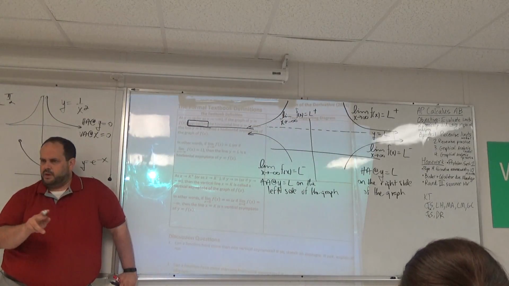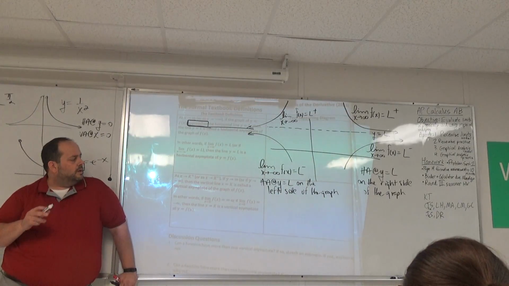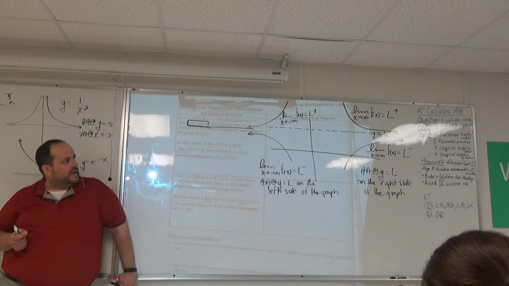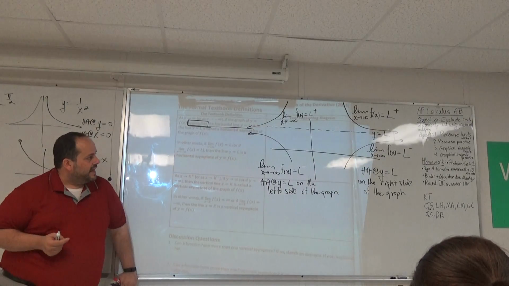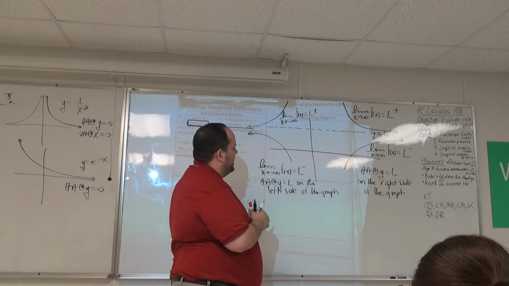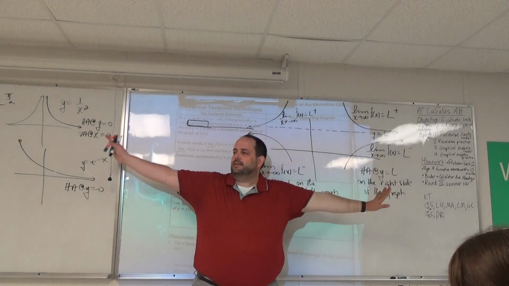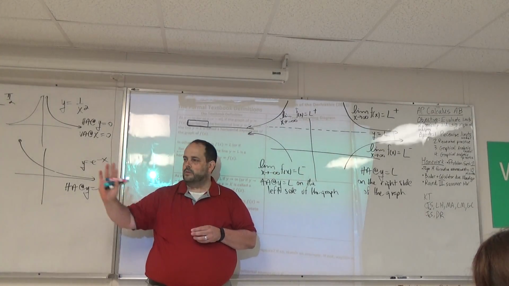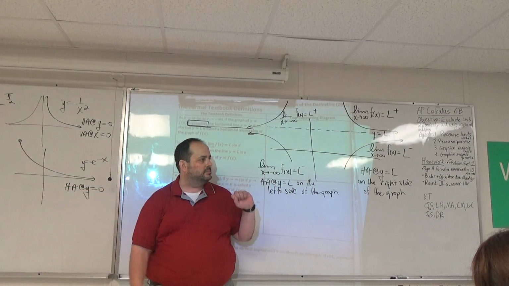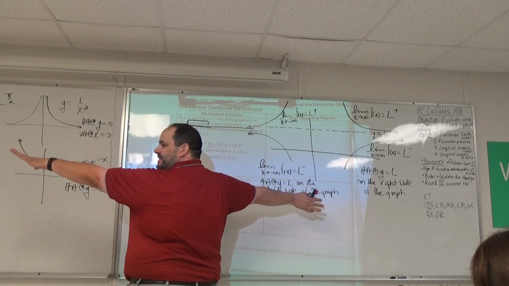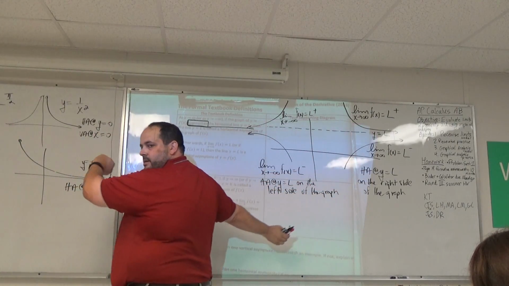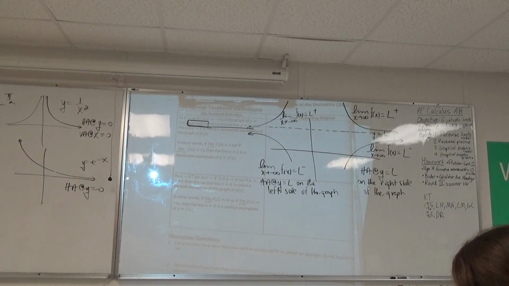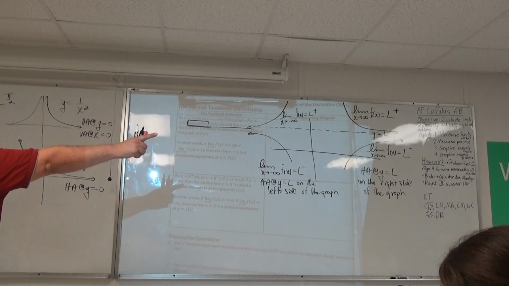Is everybody mostly okay with this? Okay, let's see how good we are with this. Can somebody think of a parent function that has a horizontal asymptote on the right side but not on the left side? Horizontal asymptote on the right, but not on the left. Go back to those parent functions if you need to.